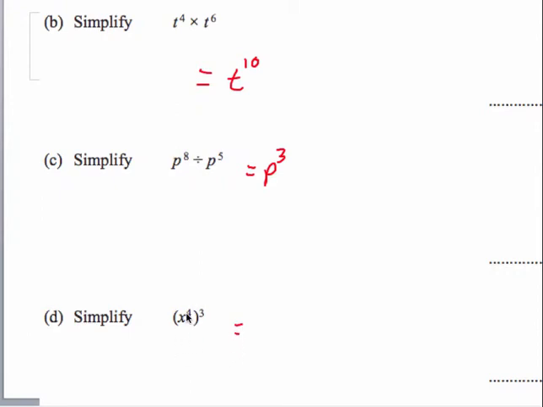Now, in this one here down the bottom, there's a slight change. This time we've got powers within a bracket and powers on the outside of the bracket. If we have this situation, we have powers inside and a power outside, we multiply the little numbers. So this becomes x to the power of 4 multiplied by 3. 4 times 3 is 12. So the answer here is x to the power of 12.